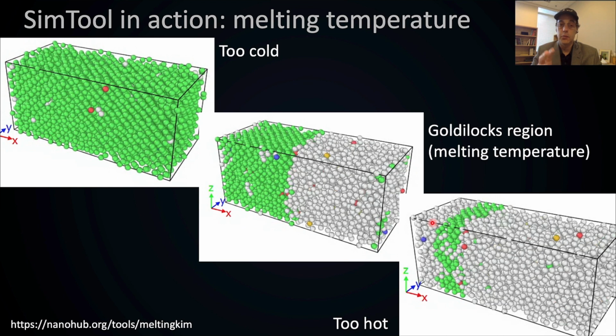And so the SimTool actually does this analysis, analyzes the fraction of the solid and the fraction of the liquid, and with significant confidence, it can tell the user whether it calculated the melting temperature or whether the simulation failed at calculating the melting temperature.